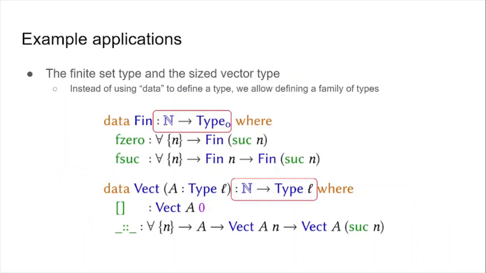There is one thing special about index types in a dependent type system, that indices are not only types but also terms. Here are some classical examples in the Agda programming language: the finite set type Fin and the sized vector type Vect. They allow inductive definitions of not only types but also functions that return types, aka type families. The parameters of the families are called indices.